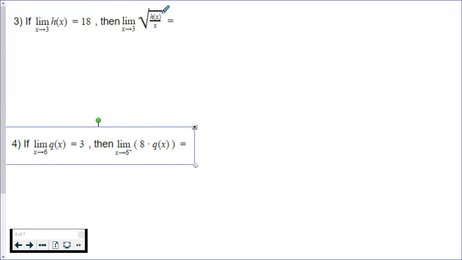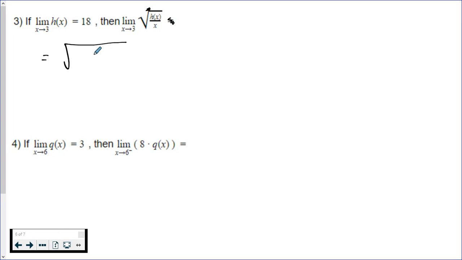Moving on, let's take a look at this guy. Got a weird little radical there. Ignore that. All right, I'm going to give you that the limit of h of x as x goes to 3 is 18. And then I want you to do the limit of this radical. So this was very similar to that example I gave you in 6, right? You have the limit of a radical. Well, guess what? That's the radical of the limit. So I can rewrite this as the radical of the limit as x goes to 3 of h of x over x, right?